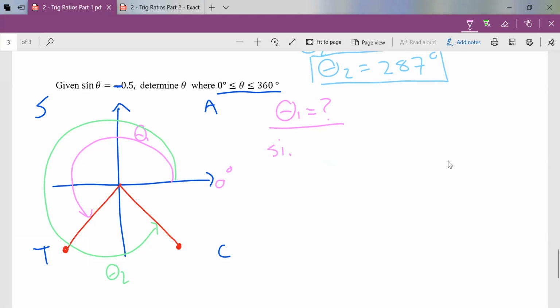What they gave us was sine theta equals negative 0.5. Now, this is really, really important. We need to find the reference angle first. But when we start putting ratios in our calculator that are negative, we're going to have a problem. So here's what we're going to do. Is our ratio negative? If it is, here's how we're going to deal with it. And this is really, really important. We're going to make it positive.